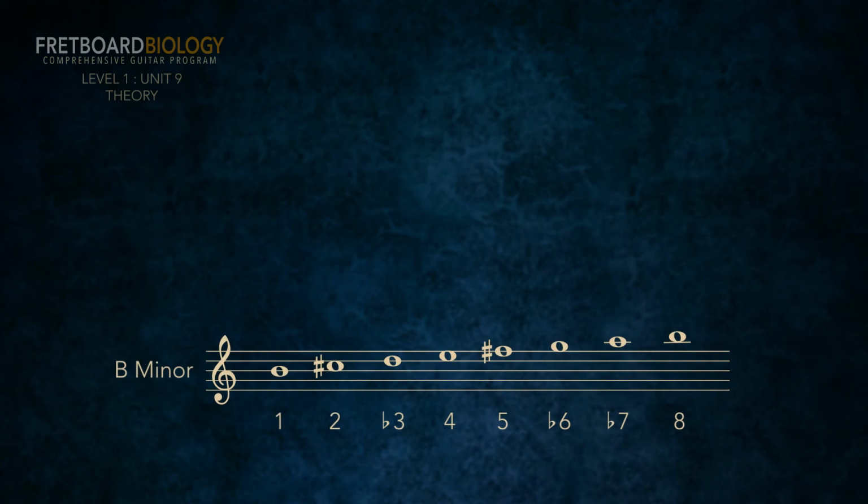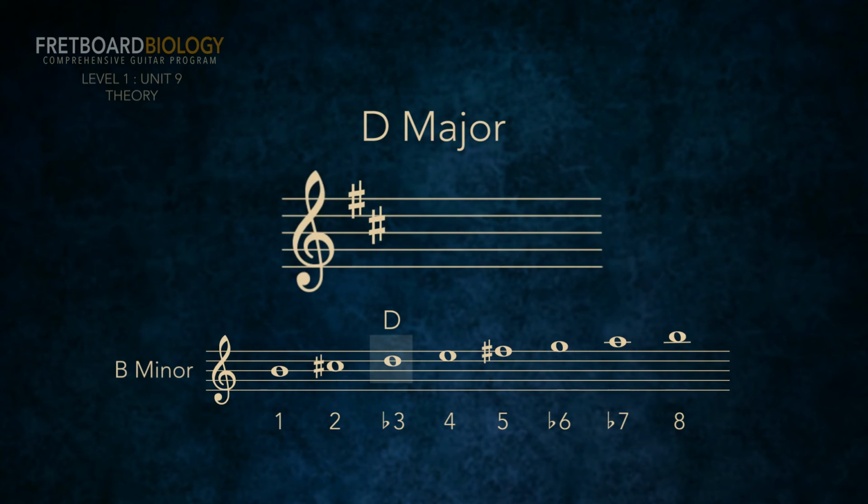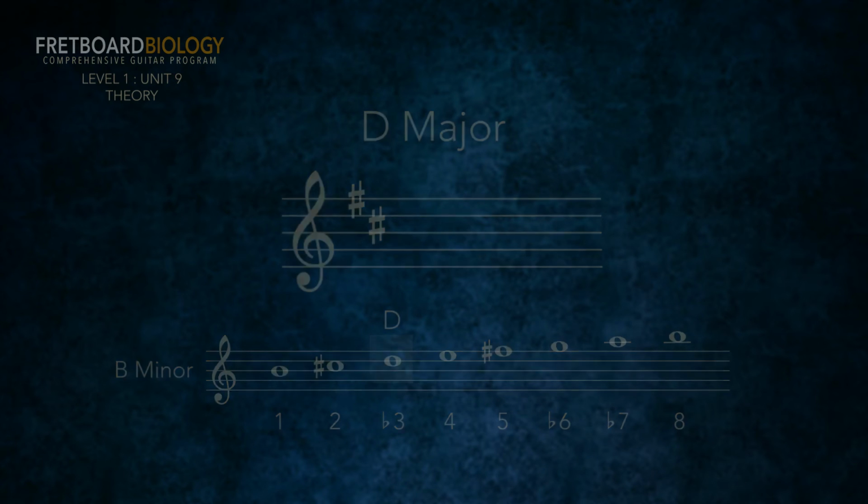Let's look at B minor. What is B minor's third scale degree? It's D. Therefore, D major is B minor's relative major. What's D major's key signature? 2 sharps, and they are F sharp and C sharp. Therefore, B minor's key signature is 2 sharps, F sharp and C sharp.